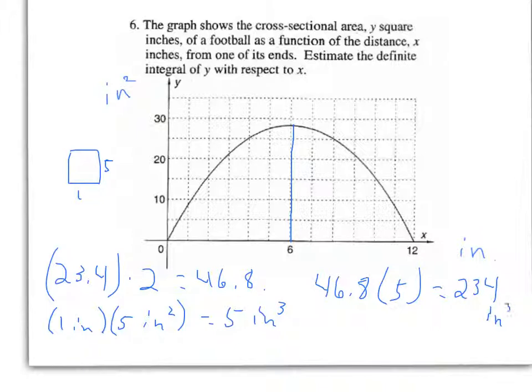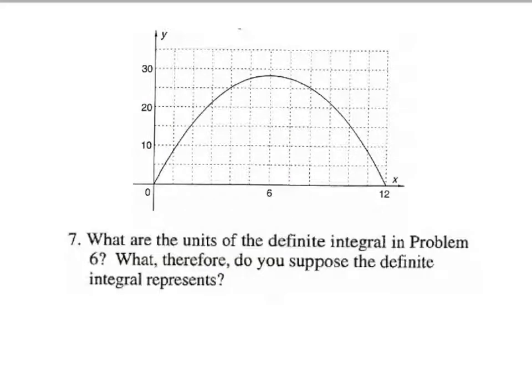And if you didn't get exactly this number, it doesn't mean you're wrong, because this is all based on my approximation of how many squares there are. All right, so let's move on to number 7. Well, we've already answered the first question to number 7, that we figured out the units are cubic inches. So what, therefore, do you suppose the definite integral represents? I'll let you think about it.